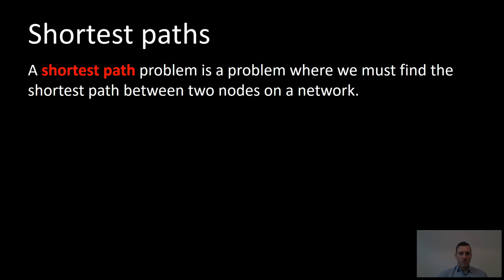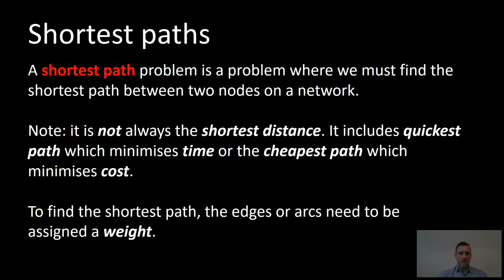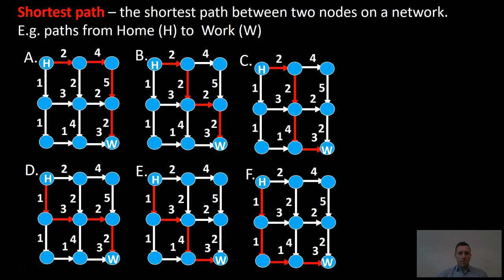path algorithm. A shortest path problem is a problem where we must find the shortest path between two nodes on a network. A shortest path problem doesn't have to involve finding the shortest distance between two nodes. We may also be interested in finding the quickest path, which minimizes time, or the cheapest path, which minimizes cost. To find the shortest path, the edges or arcs need to be assigned a weight, which could, for example, represent distance, speed, or cost. When we travel somewhere, like from home to work, we're usually interested in determining what is the shortest, quickest, or cheapest way to get there.